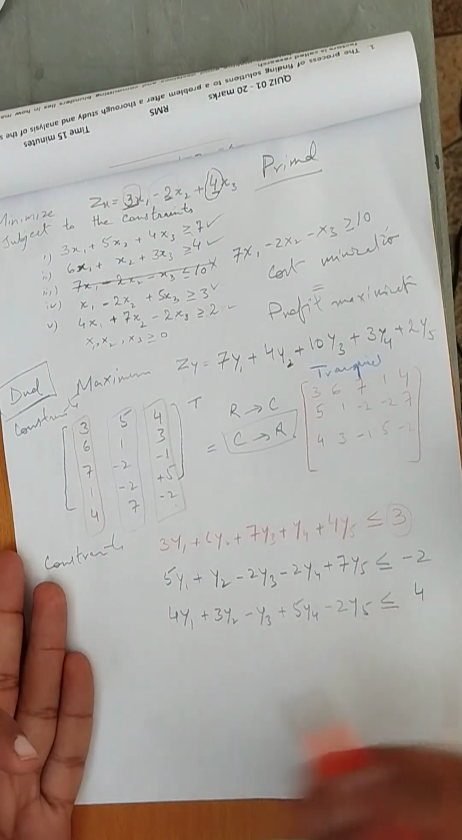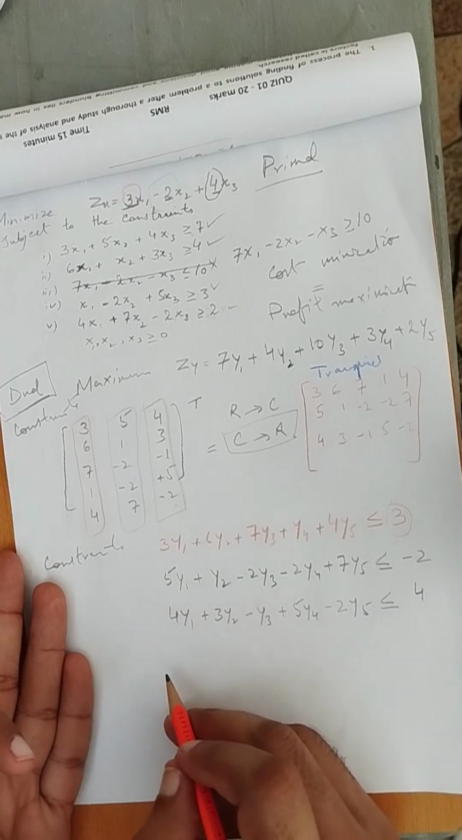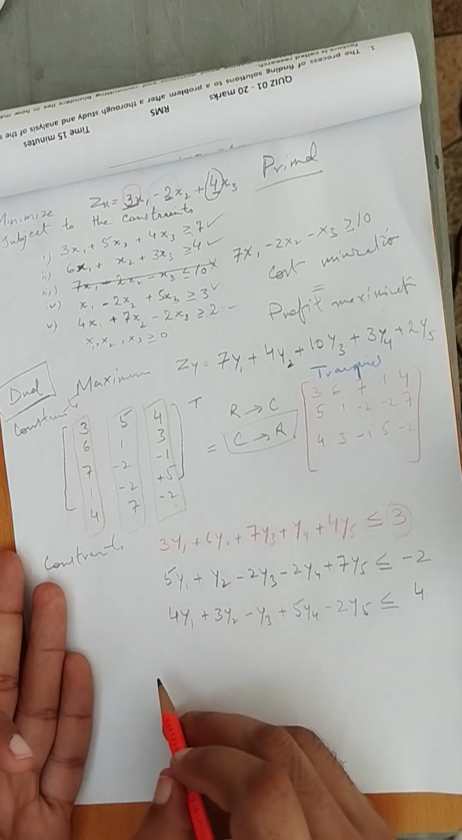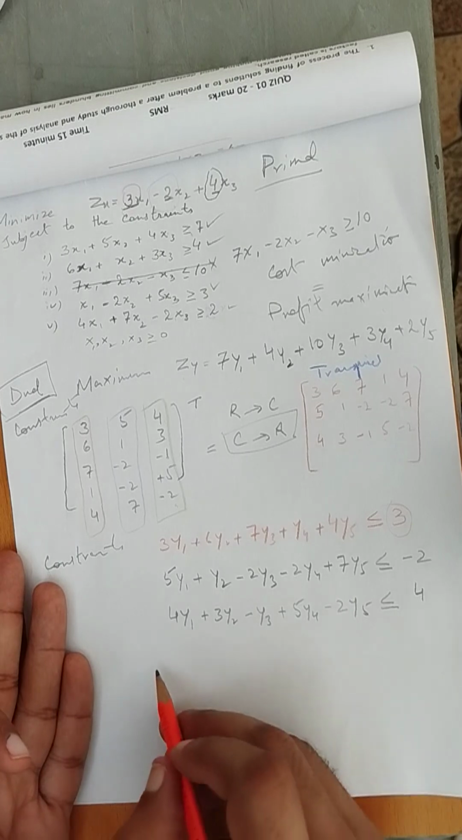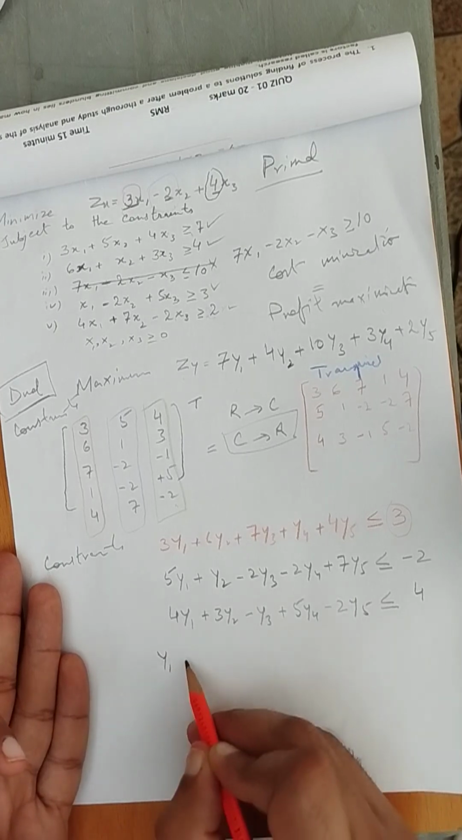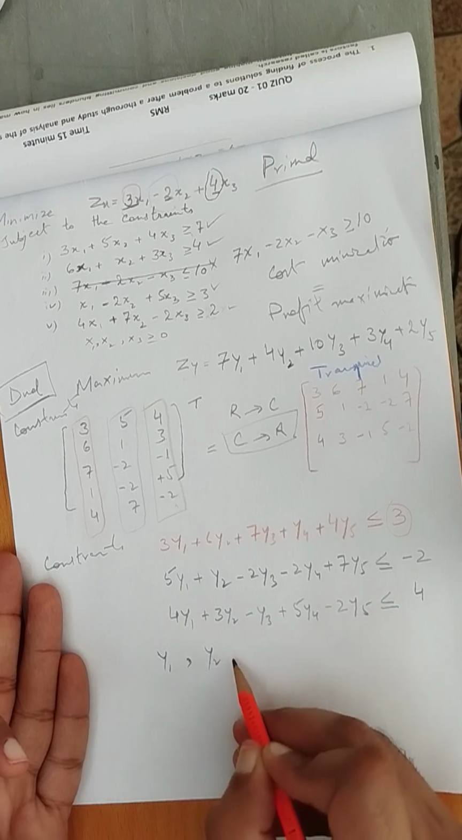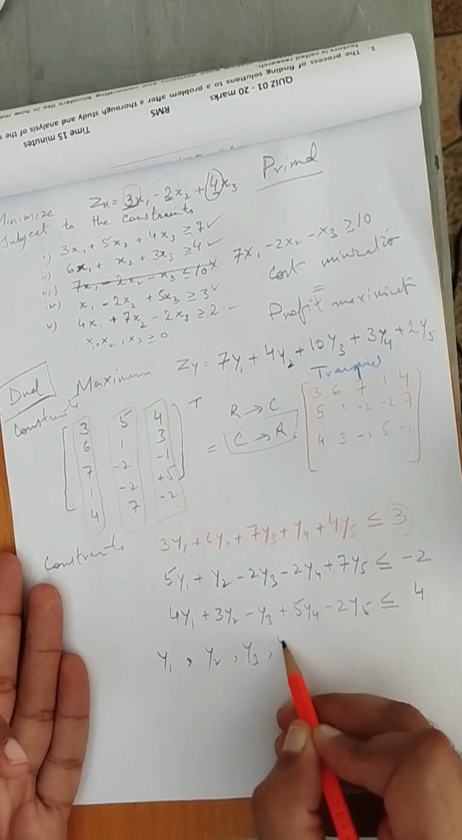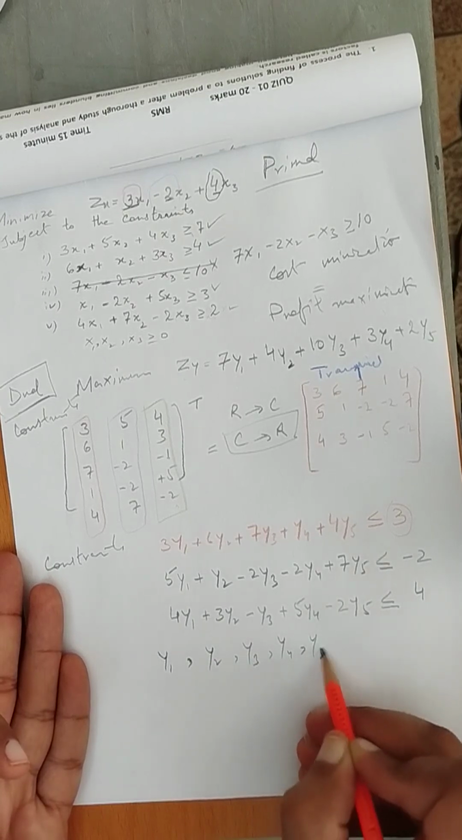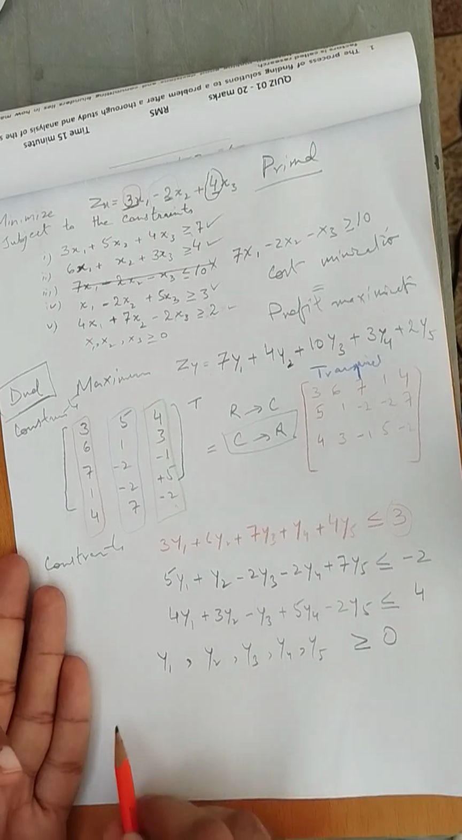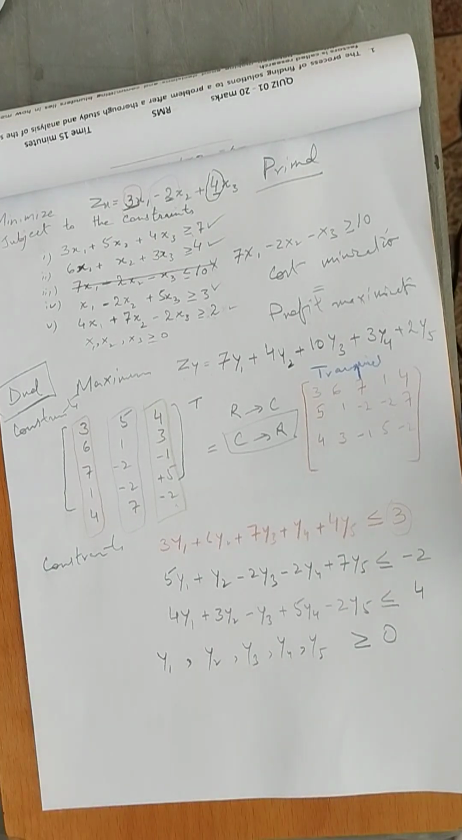So at the end always remember to write y1 comma y2 comma y3 comma y4 comma y5 is greater than or equal to 0. So we are done with this.